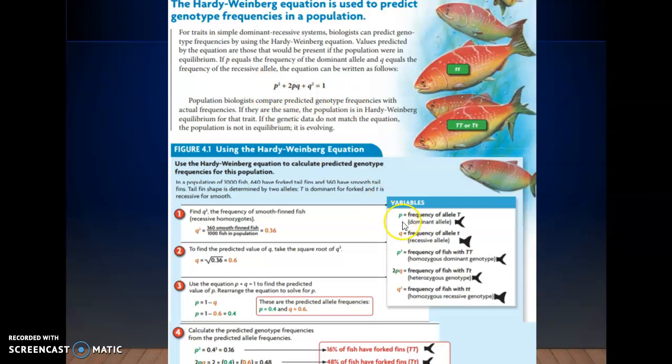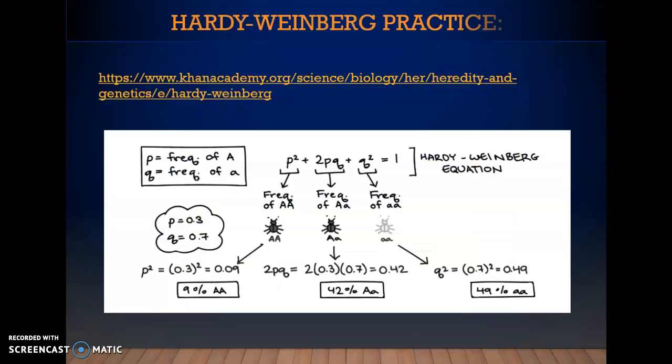So the p is the frequency of the alleles for the dominant allele, or homozygous dominant. The q represents the frequency of the recessive, so homozygous recessive. And then the 2pq, that is the dominant and the recessive, so that's the heterozygous individuals.